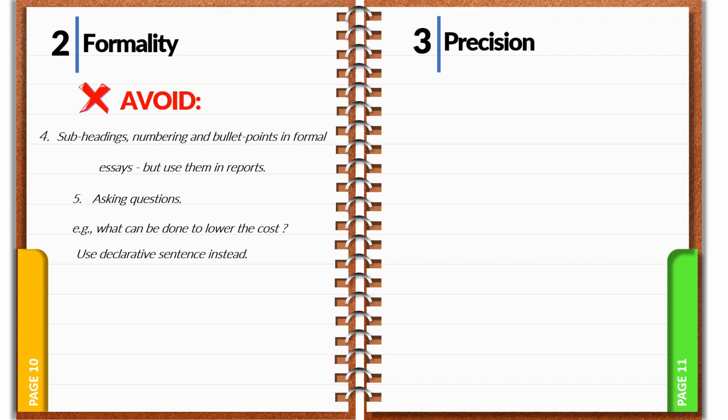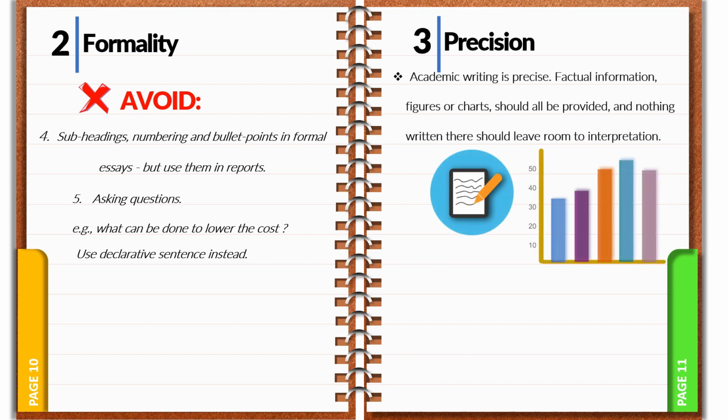The next feature of academic writing is precision. From the word precise, you need to be exact or accurate. Academic writing is precise. Factual information, figures, or charts should all be provided, and nothing written there should leave room to interpretation. Hence, you have to avoid vague and ambiguous language.